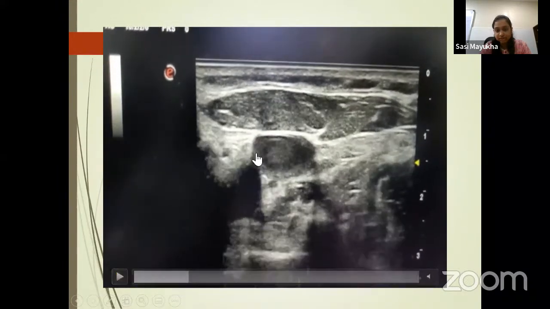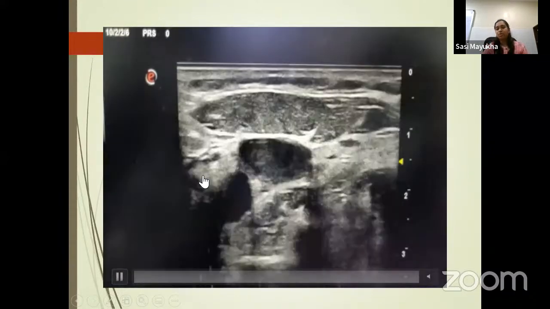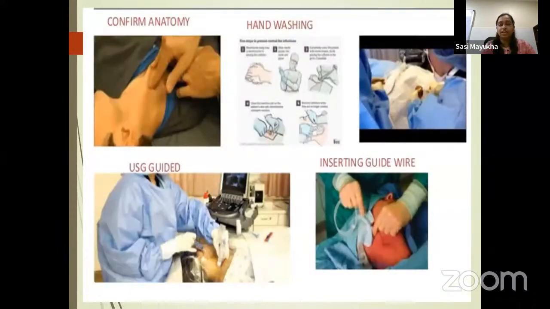So here you can see the thrombus, the echogenic structures which are moving around. So always remember, before doing any ultrasound cannulation, screen the vein and see if there are any echogenic structures or whether it is compressible. So this is again a recap of what we have been talking about.